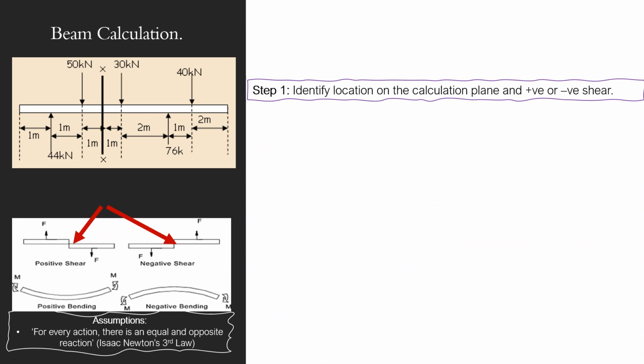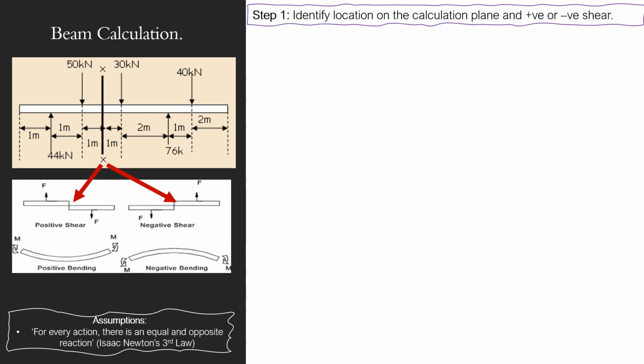Okay, so in order to do this, we need a couple of things. First of all, we need these diagrams. We need to identify what we're going to calculate visually, and that helps us work out the positive and negative shear, the positive bending and negative bending. So what is actually happening at that point?